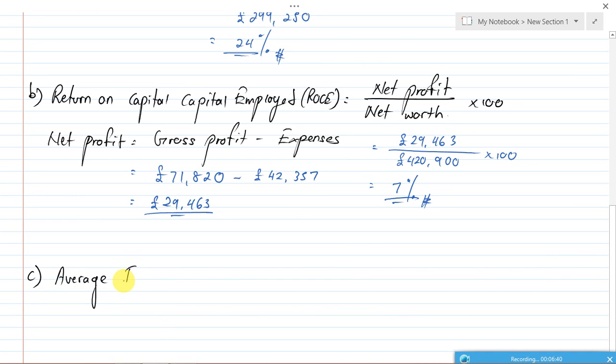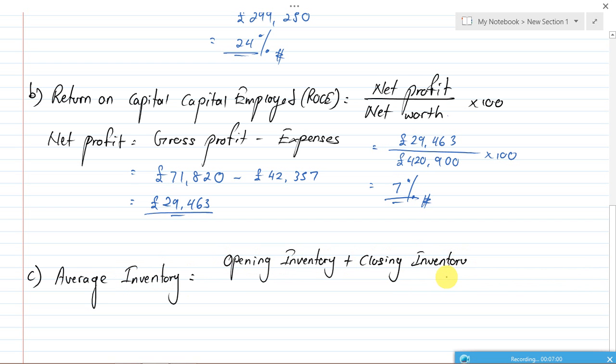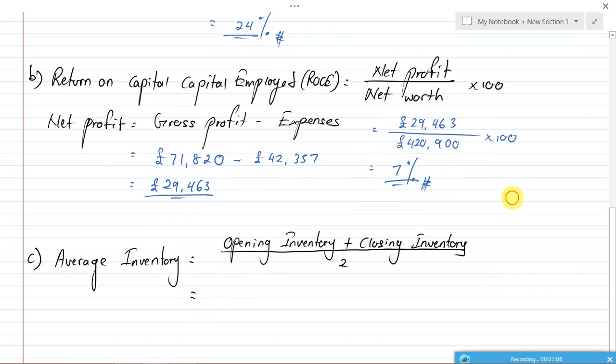Or we call as what? Average inventory. So how do you find average inventory? Opening inventory plus closing inventory, divide 2. That's how you find the average inventory.